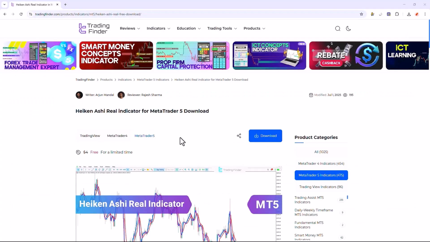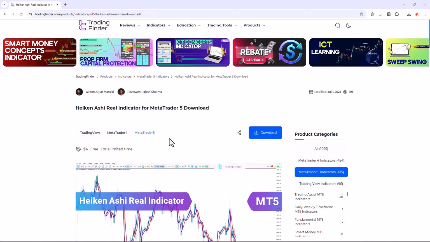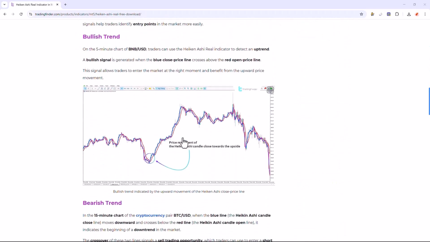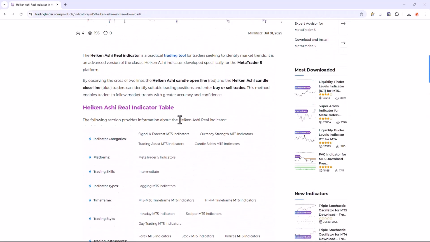the Heiken Ashi Real Indicator, which is available for various platforms on the Tradingfinder website. From this section, you can download the indicator file for MetaTrader 4 and MetaTrader 5 platforms and run it on your chart. Additionally, traders can read this page to learn about how the indicator works and its functionality.